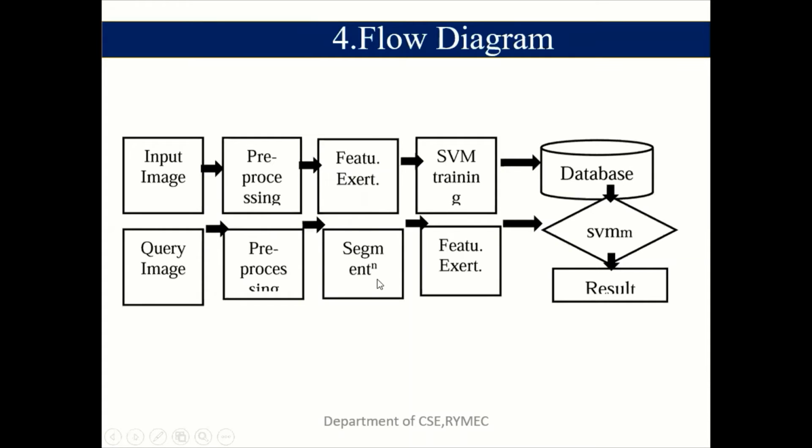So this is the flow diagram. Here there are two rows: the first row is the training phase, and the second one is the test phase. In the training phase, we input the image, pre-process it, do feature extraction, and SVM training is also done, and it is stored in the database and sent to the SVM machine. In the test phase, we query the image, pre-process it, segment it, and extract features from it, and we get the result.